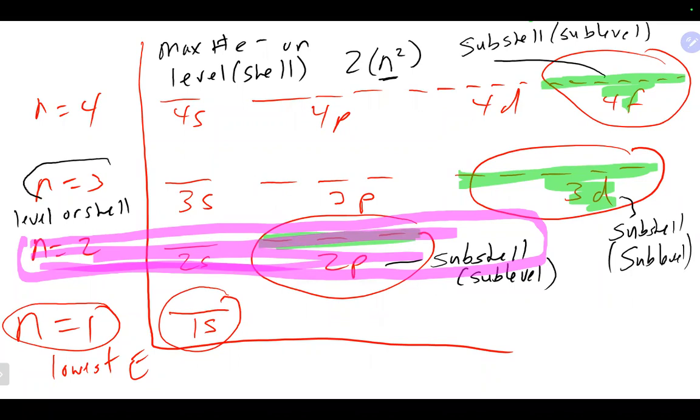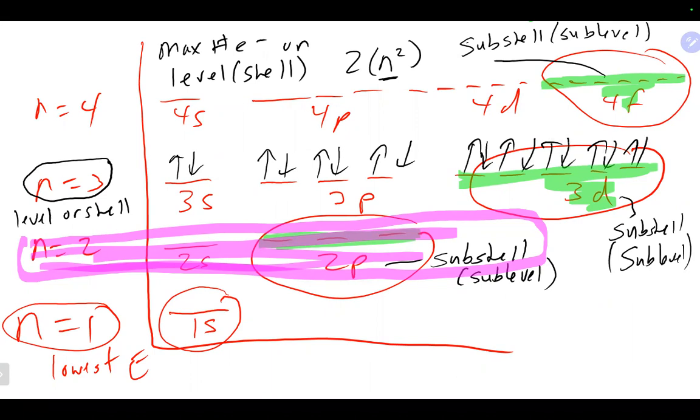If we did the third energy level, 3 squared would be 9. 9 times 2 is 18. And if you went across here, you could put 1, 2, 3, 4, 5, 6, 7, 8, 9, 10, 11, 12, 13, 14, 15, 16, 17, and 18 electrons if you filled up that entire shell and level.